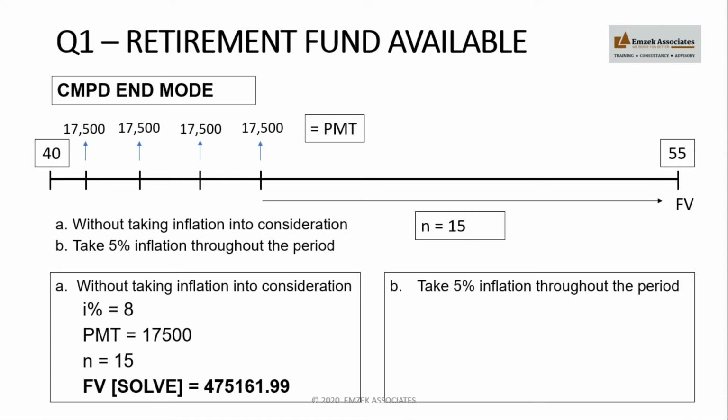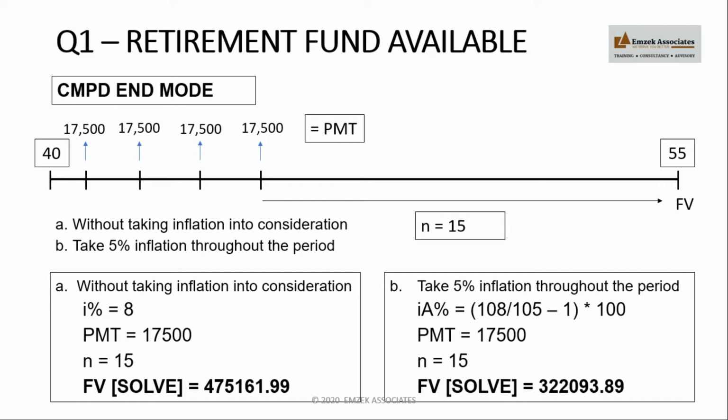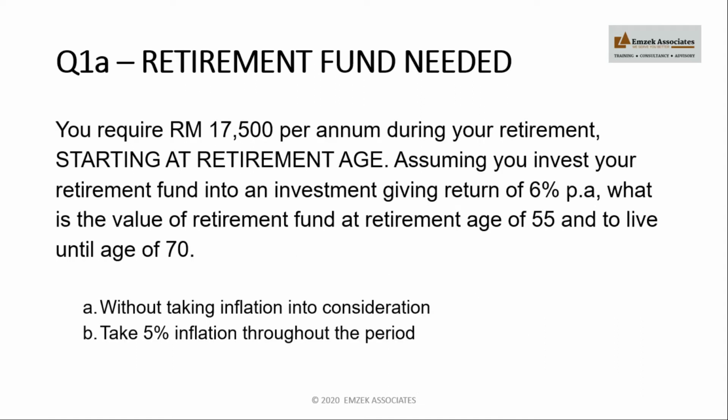When we take 5% inflation throughout the period, it becomes IA, the adjusted I. The formula will be 108 divided by 105 minus 1, times 100, execute. Then the PMT is the same value, and N is also the same value. We solve again at the FV. The value when we have inflation becomes lower compared to without inflation. Just now was the retirement fund available.